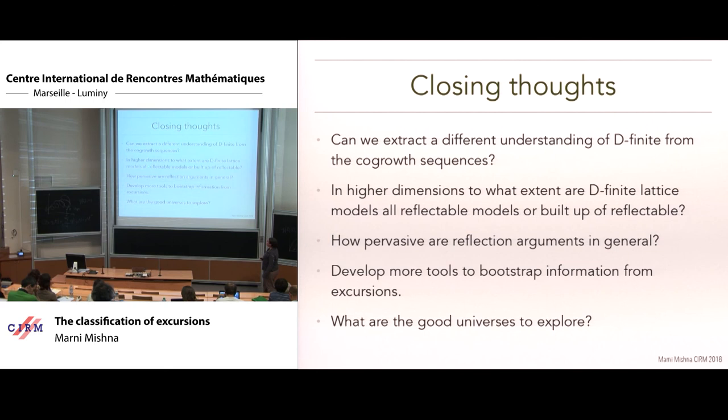I would like to have more tools to try to say what you can get from excursions. In particular, what can you say about the univariate counting series? And are there other good universes to explore, where there are natural things where I can generate series and play with them and try to understand the structure of objects that have D-finite generating functions. So that's it. Thank you.